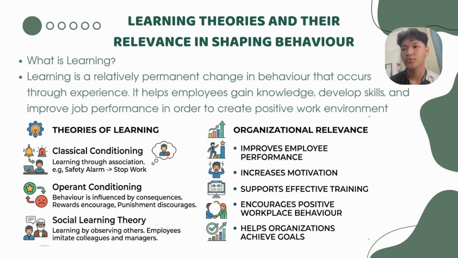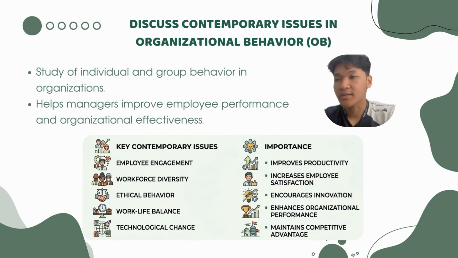The third theory is social learning theory, which explains that employees can learn by observing others. This learning is relevant because it helps managers to improve the performance of employees and increase motivation, because they imitate the experience of their colleagues or their manager. This will also support effective training and, of course, encourage them to show positive workplace behavior.